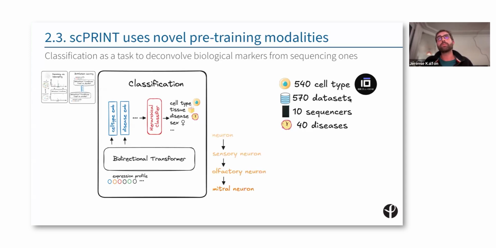And so one thing that we had to solve, however, to be able to do that, is that those labels are not always the same. So sometimes you can see something like neuron, and sometimes you can have something like mitral neuron. And those two labels, a mitral neuron is a neuron, right? So you have this kind of hierarchy of coarseness of labels you have to take into account.